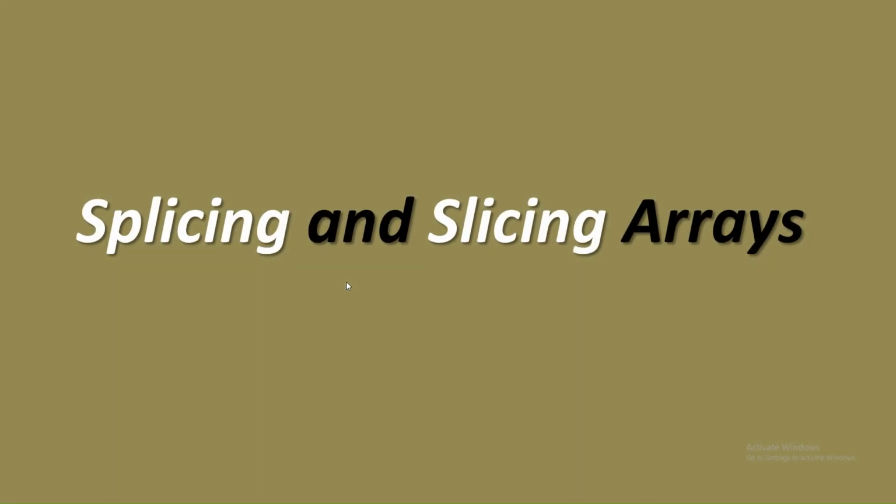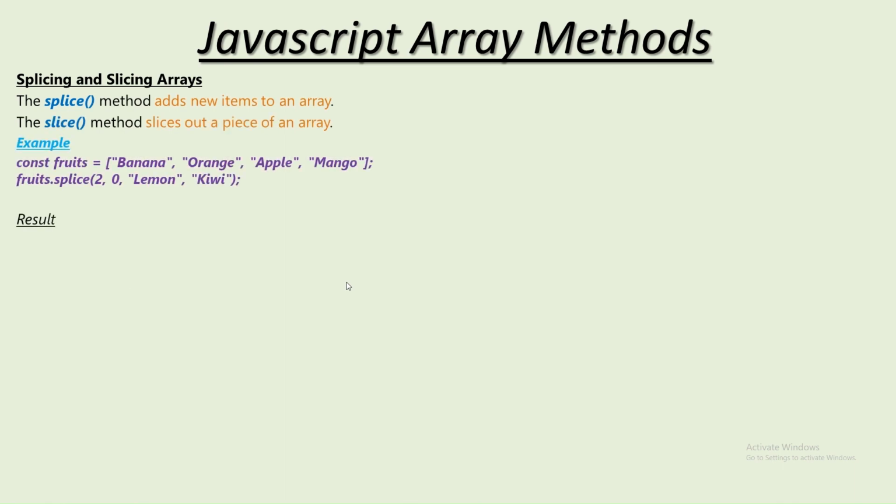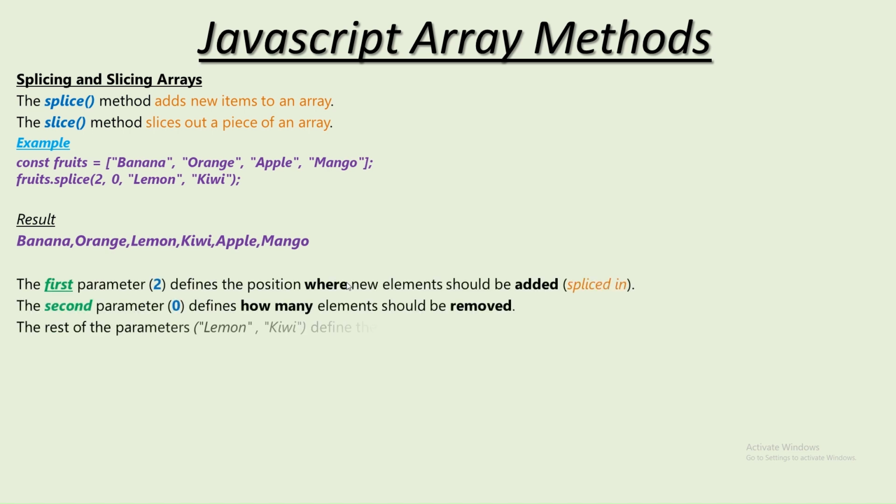Splicing and slicing arrays. What is splicing? The splice method adds a new item to an array, and the slice method slices out a piece of an array. For example, const fruits equals banana, orange, apple, mango, and there are four elements: fruits.splice from 2, 0, and lemon and kiwi. So the result would be we added lemon and kiwi to the second index, and apple and mango moved further.